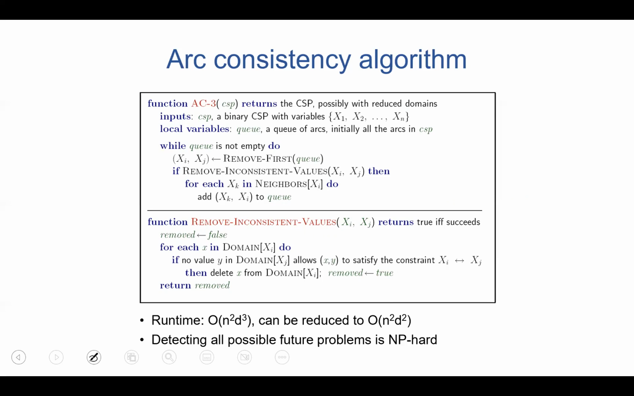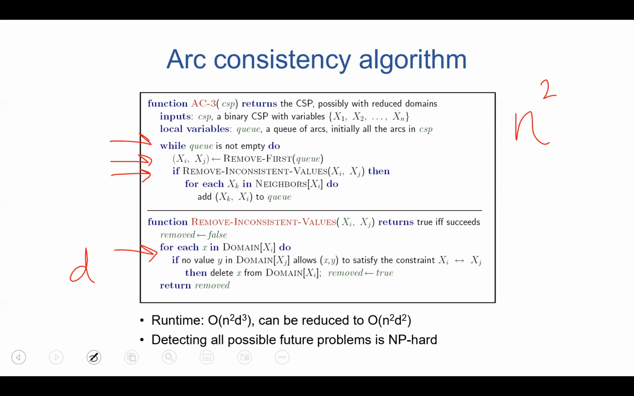Which is n squared right here, maximum n squared so far, okay? So what you're doing is you're doing something over and over. You remove that from the queue. You remove the inconsistency here. We basically get to this loop, okay, for each domain.